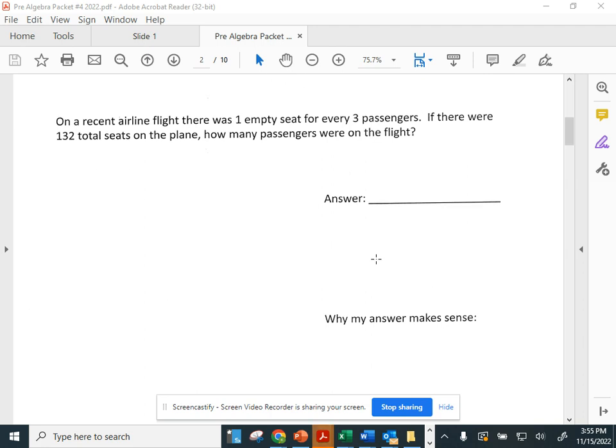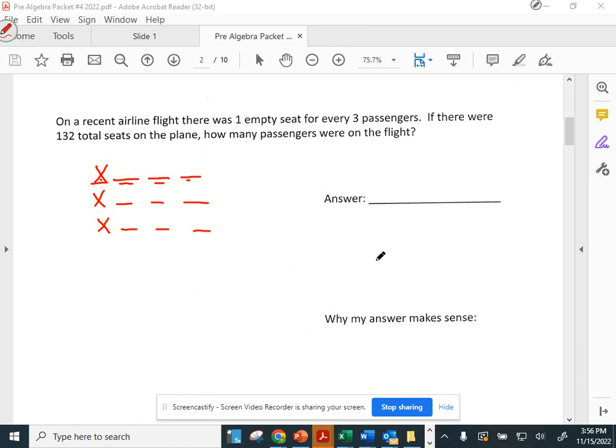Our next page, on a recent airline flight, there was 1 empty seat for every 3 passengers. So we have 1 empty seat for each section that's filled with passengers. 1 empty, 3 full for our passengers. So that is our pattern. 1 empty, 3 full. 1 empty, 3 full. So if we look at that, we're skip counting by 1, 2, 3, 4. So it's a pattern of 4s.